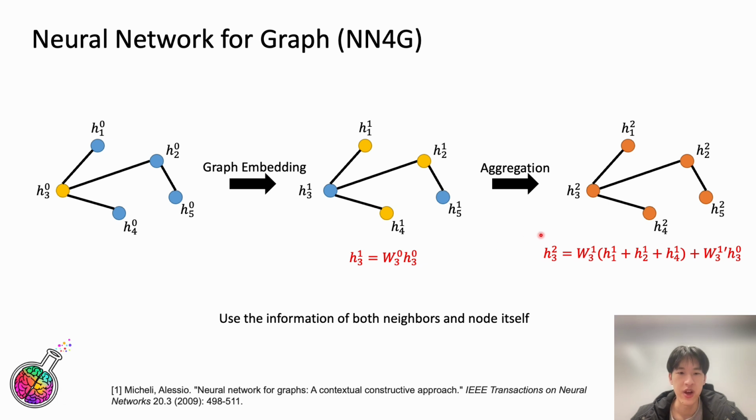And after that, we do the aggregation. In this method, the aggregation is kind of like we sum up all the neighbors' features. So we can see that here, we add H1, H2, H4 together and add one weight to it. After that, we add one more piece of information about the node itself. So as you can see here, H3^0 means the initial node feature of itself. So this method actually uses the information of both neighbors and the node itself.